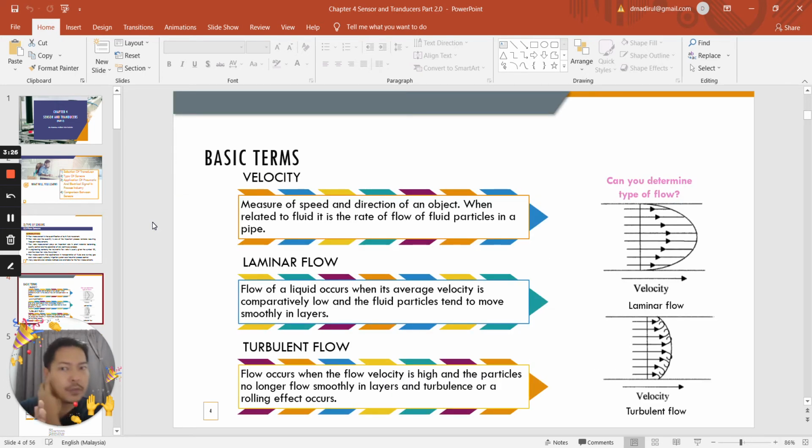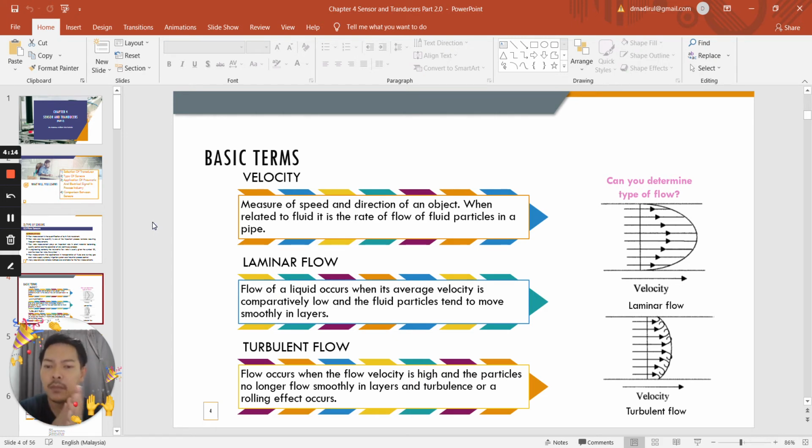Basic terms in flow measurement. The first basic term that we encounter is velocity. Velocity can be defined as a measure of speed and direction of an object, which related to fluid is the rate of flow of fluid particles in a pipe. Whereas laminar flow can be defined as a flow of liquid that occurs when its average velocity is comparatively low and the fluid particles tend to move smoothly in layers. So laminar flow represents the condition where the particles tend to flow smoothly in layers.